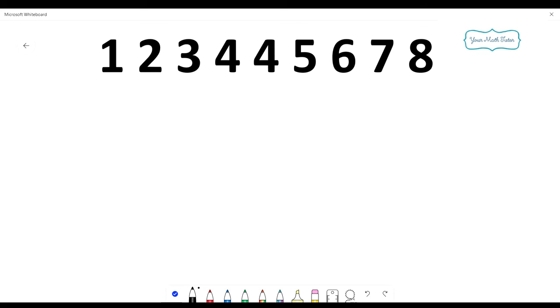If we're then asked to determine the mode of the data, the mode is the number that occurs with the most frequency, meaning the number that you see the most in the data set. If we analyze, there's only 1 one, 1 two, 1 three, but 2 fours, 1 five, 1 six, 1 seven, and 1 eight. So clearly 4 is the number that occurs at the highest frequency. So the answer to our mode is 4.